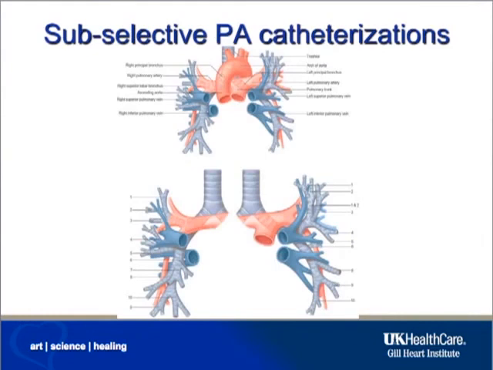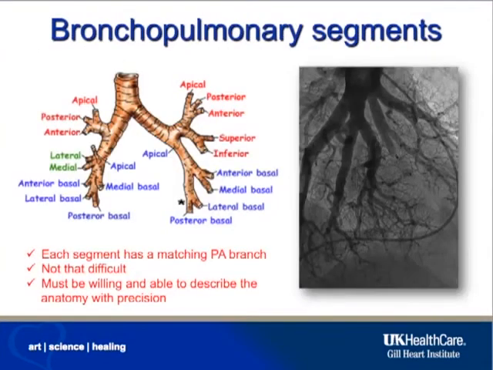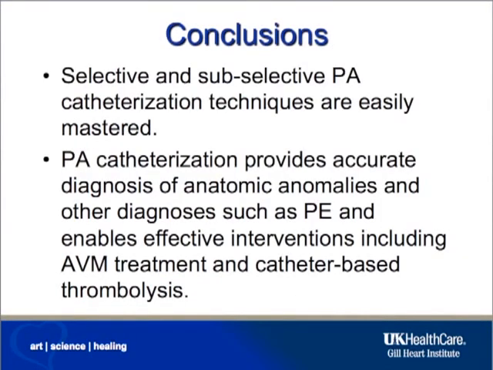A thorough understanding of the bronchopulmonary segments is essential if you are going to perform subselective pulmonary angiograms. You can see from the diagrams that each bronchus divides into segments and that each bronchial segment has a pulmonary artery attached to it. This understanding is important to effectively communicate the areas that have been treated to your referring physician. In conclusion, selective and subselective PA catheterization techniques are easily mastered.